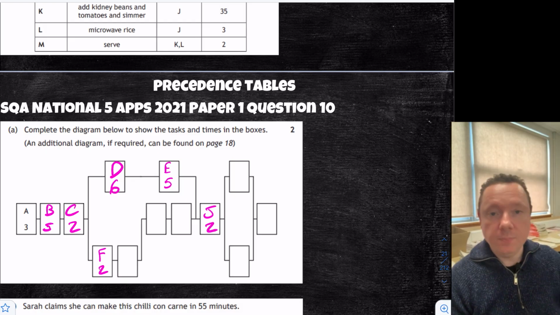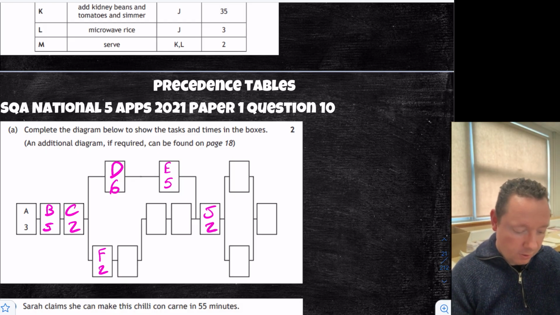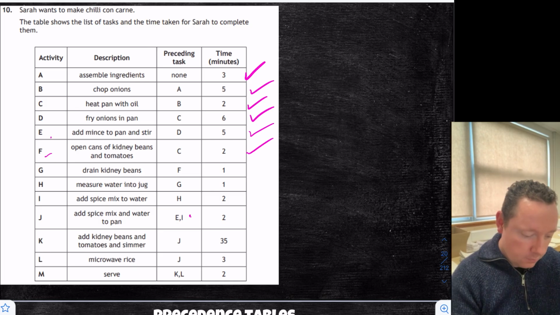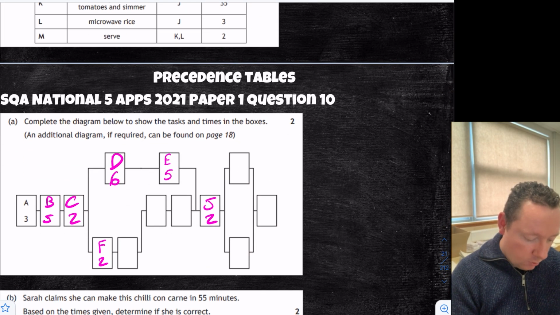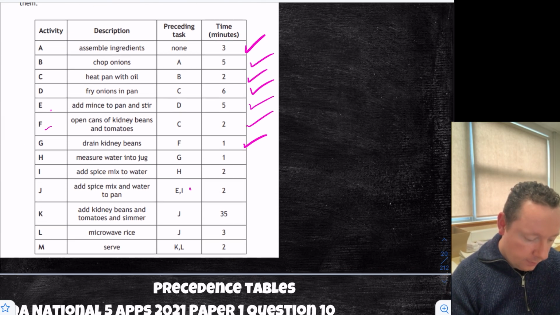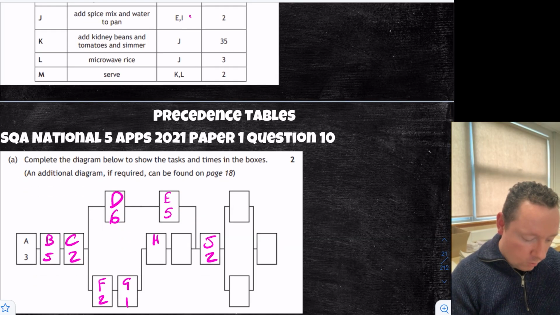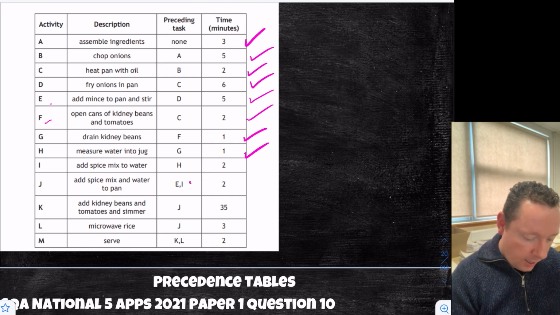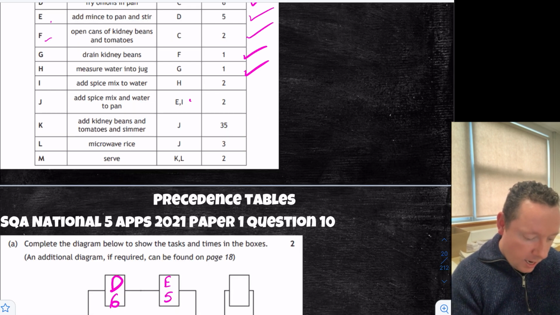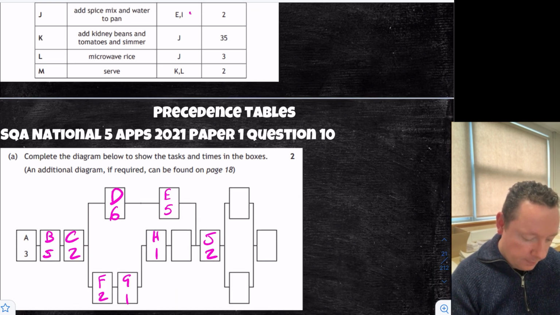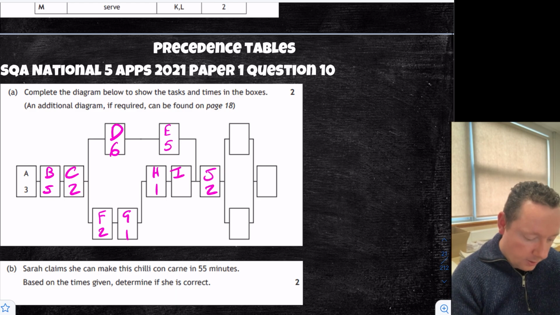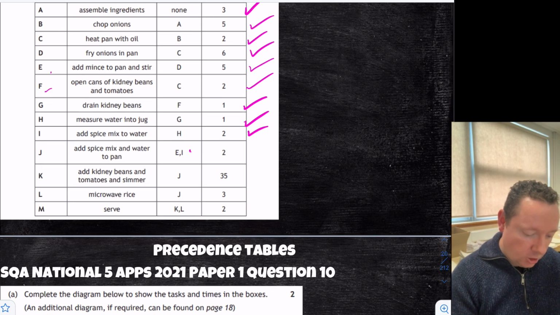Now, if you had messed this up and you suddenly run out of room, you would just delete and go back to this point and do it again, or do it on the other diagram. So now let's just check F's branch. After F is G, which is 1 minute. So I can write G in 1. After G is H, which is 1 minute. So I can write H in 1. After H is I, which is 2 minutes. So I can write I and 2 minutes. And then after I, we should get back to J, which it does, right.